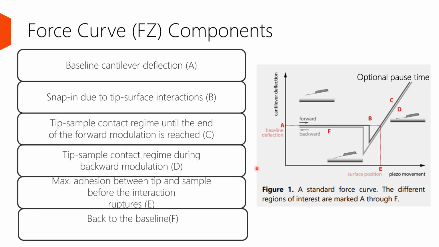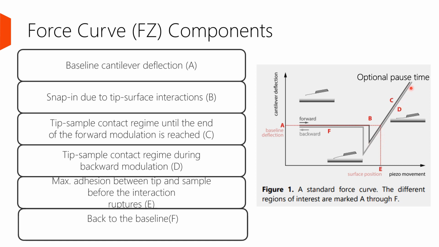If we dissect the force curve into different components, we can actually identify different phases of tip-sample interaction. So in here, A, we have the baseline deflection. There is no deflection in here. The tip is away from the sample. Then in B, in the forward modulation, we will have the snap-in effect, the small kink we see here. And this is typically due to the tip-sample interaction forces.